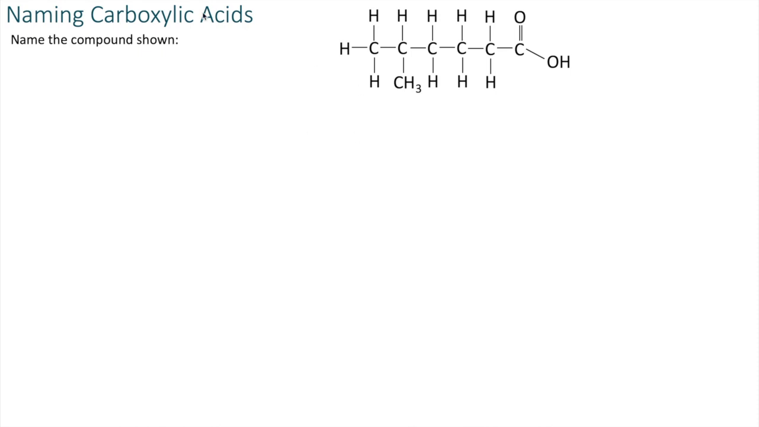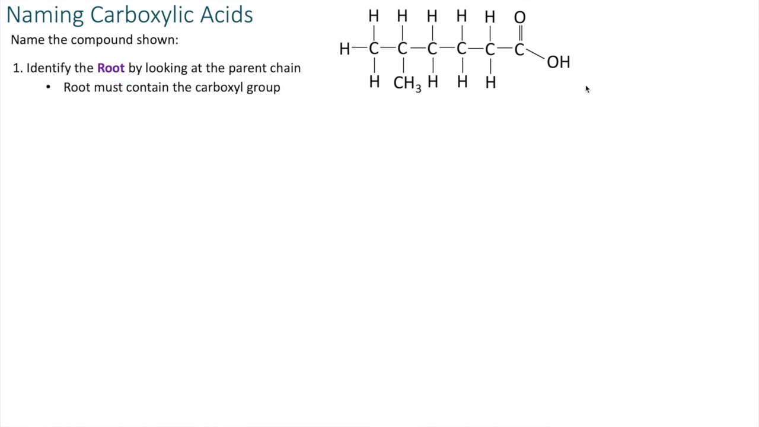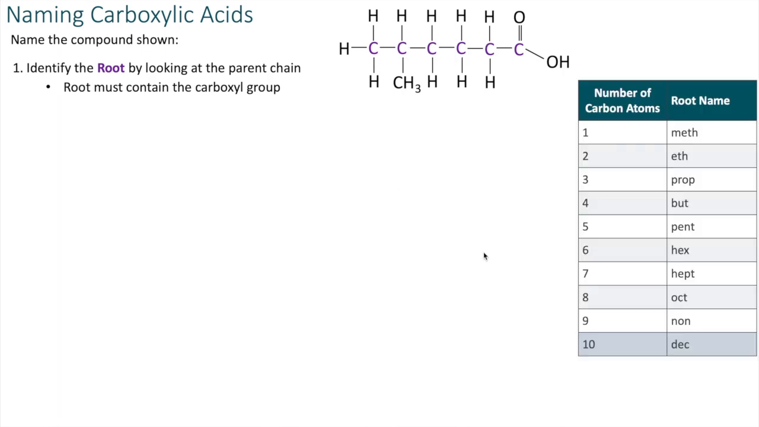When we're naming our carboxylic acids, we're going to use the same steps as before. The first thing that we're going to do is identify the root by looking at the parent chain. And the parent chain must include this carboxyl group here, so the root must contain that. So when we identify our parent chain, there it is right there. And I see I have 1, 2, 3, 4, 5, 6. So since I have 6 right here, I have a hex root.